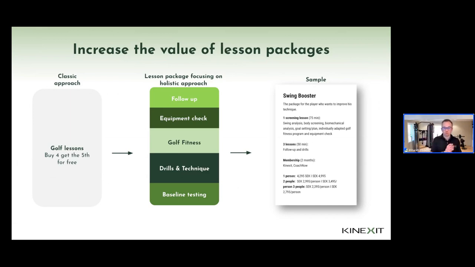That could be an example like this. This is one of our academies that has something they call a swing booster. In that swing booster, you have the first initial lesson, and in there you've got the body screening that we provide. Their first initial lesson is 75 minutes long. You don't have to do that, but they have a pretty unique setup, and they're doing a lot of testing with their players. Then you'll have your follow-up lessons, and within this package, you have a membership of Kinexit access for 2 months. So this is an example of how they do it.